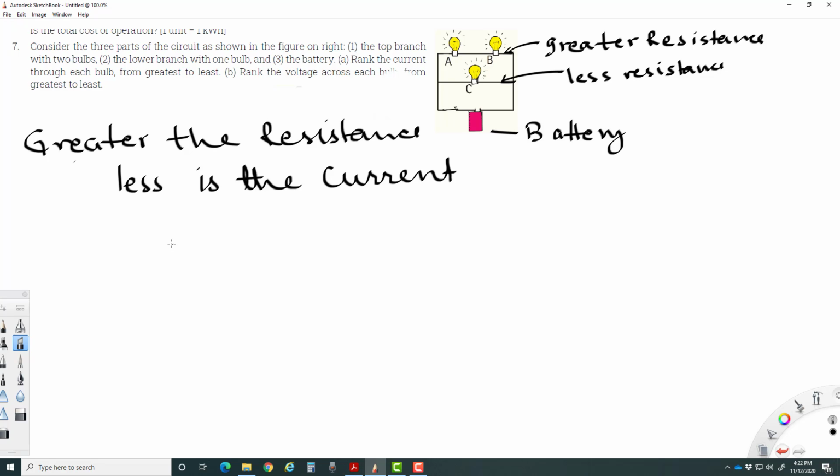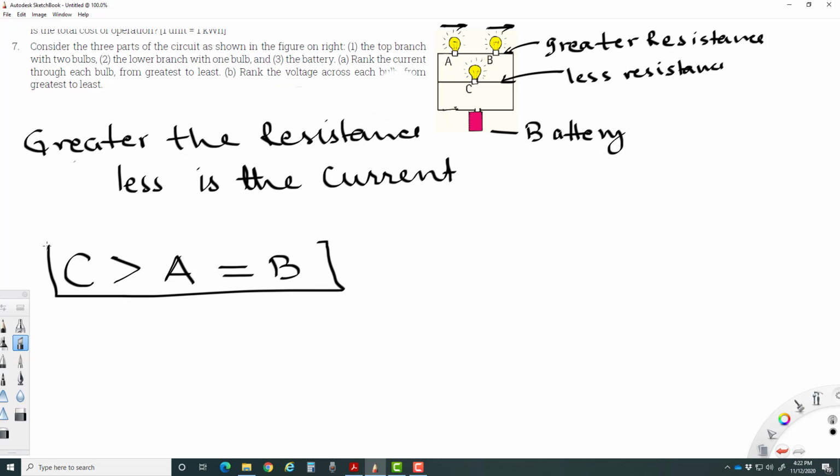That means bulb C will have the greatest amount of current because it has the least amount of resistance. So C would have the greatest amount of current, and then A and B, because they are identical bulbs, so although the current through A and B is less than C, they will have the equal amount of current, because whatever current goes through this bulb, same amount of current will also go through B. So that's the ranking for the current.